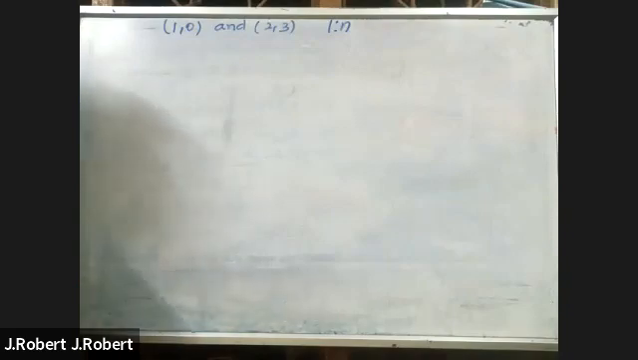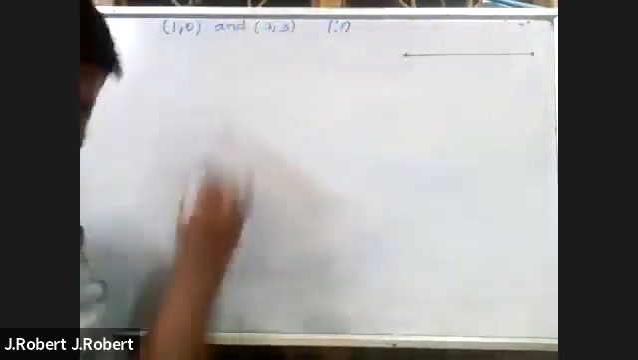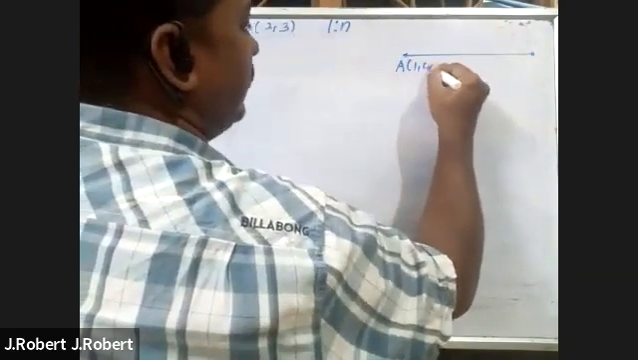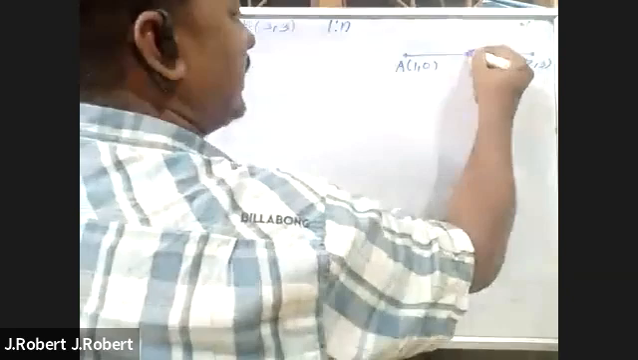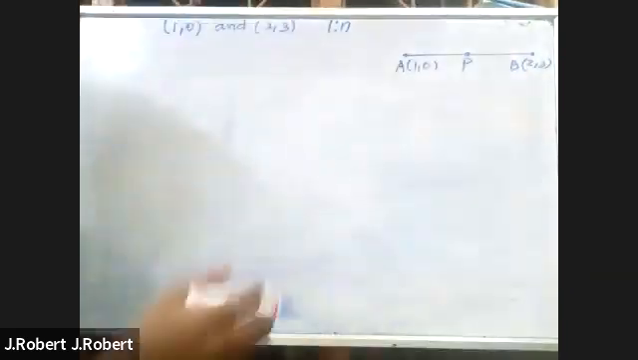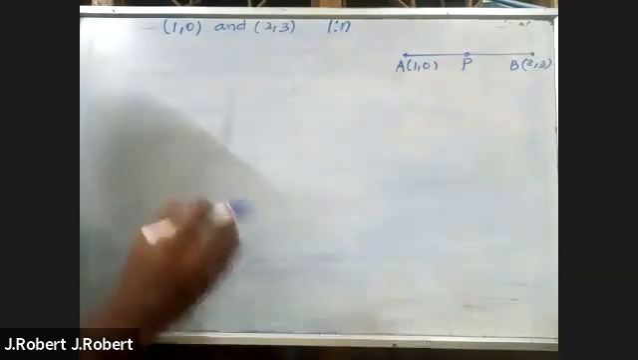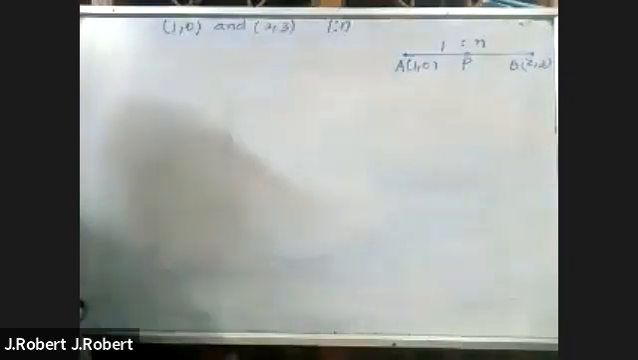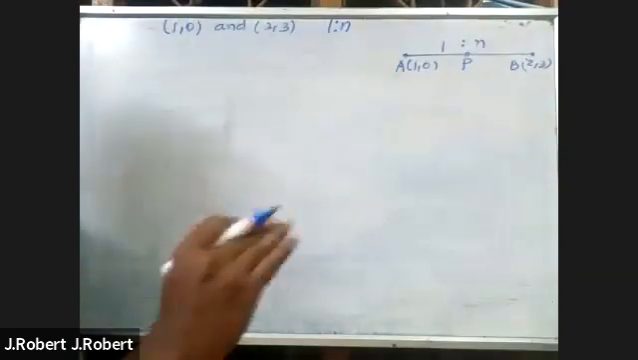Look, here we are using the section formula. So we have 2 points. Let us consider the points as A(1, 0) and B(2, 3). Now there is a point P, and we have to find the equation using that point. That point P divides AB in the ratio 1:n. Look, in the question it is not given whether it is external or internal, but if it is not given, you have to consider it as internal.